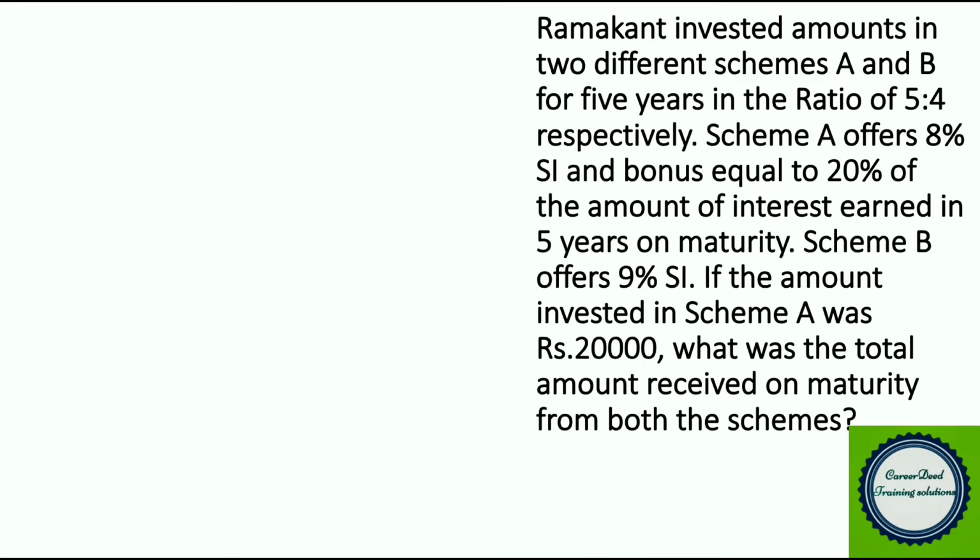Ramakant invested amounts in 2 different schemes A and B for 5 years in the ratio of 5:4 respectively. Scheme A offers 8% simple interest and a bonus equal to 20% of the amount of interest earned in 5 years, at maturity. Scheme B offers 9% simple interest. If the amount invested in scheme A was rupees 20,000, what was the total amount received on maturity from both the schemes?